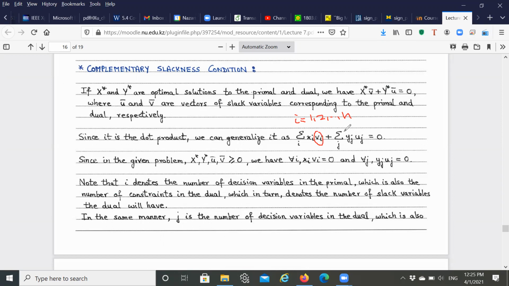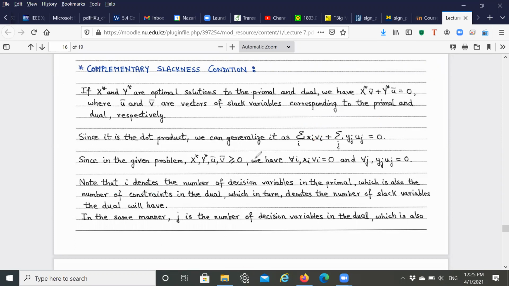Similarly, if you have m variables in the dual, you will have m constraints in the primal, and for every constraint there will be a slack variable, and that's why it is indexed over j. So j goes from 1 to m, where n is the number of variables in the primal, and m is the number of variables in the dual. Do you understand this? Is it clear? For now, clear. Make sure you do not confuse V and U.